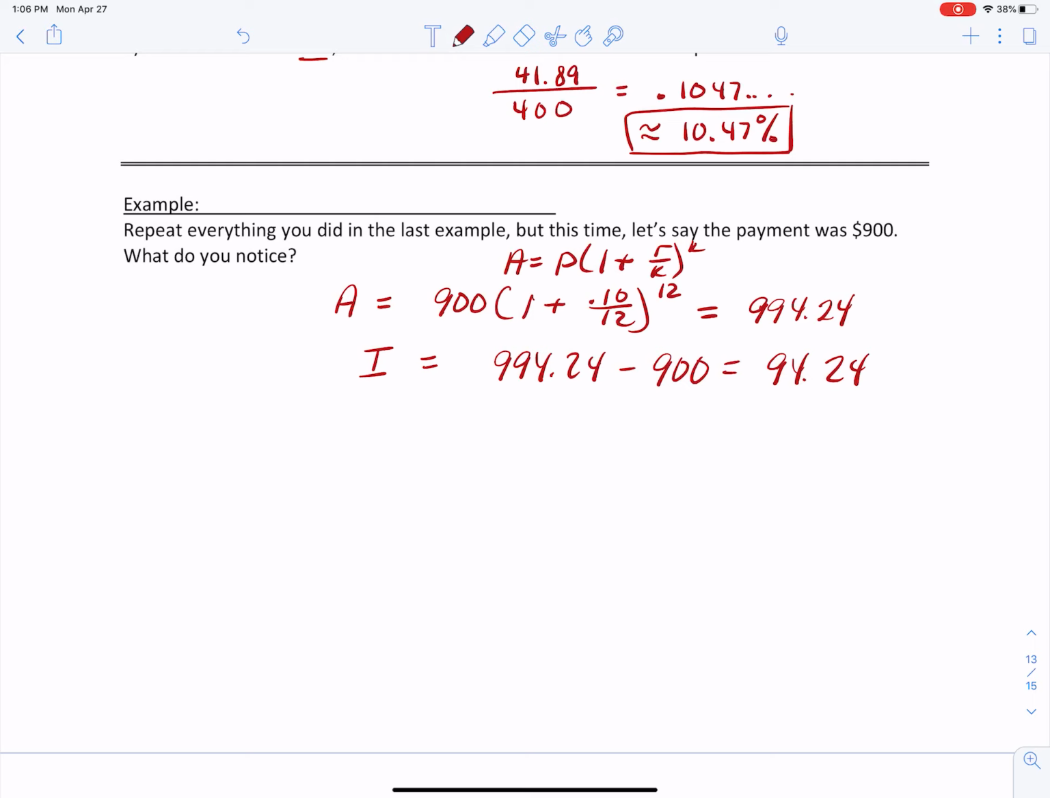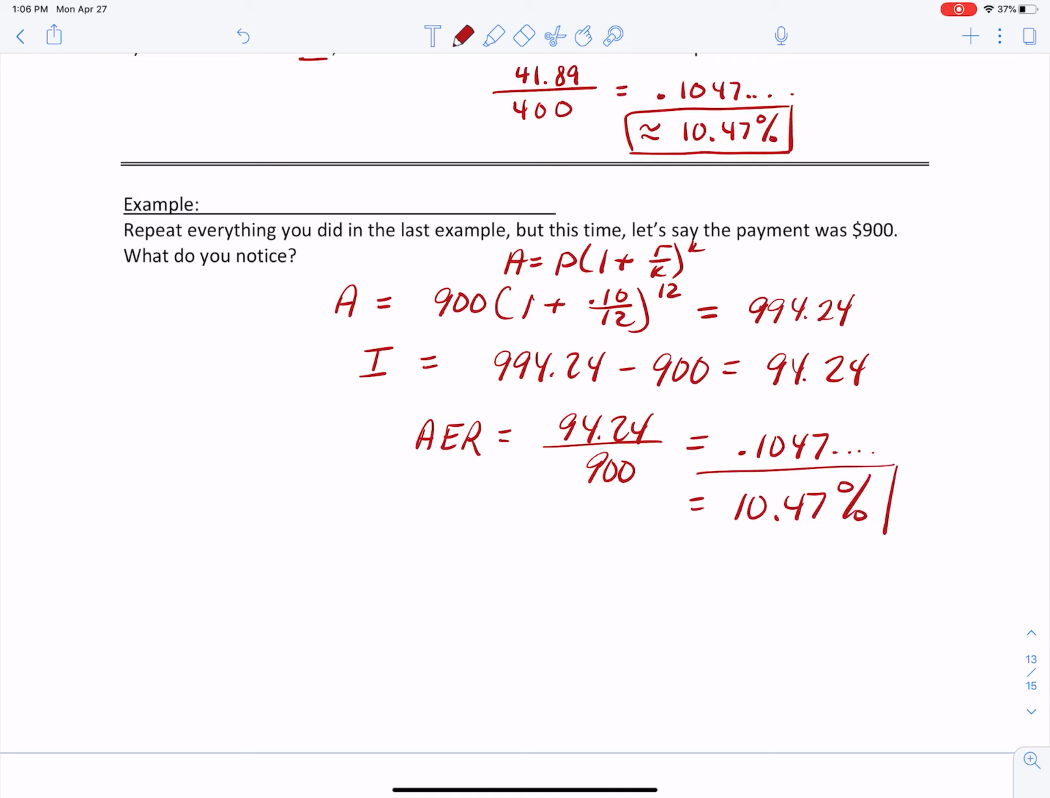Now, it makes sense that we pay more interest on a larger amount because the more that's overdue, the more interest that's going to accrue. So then our AER is going to be that $94.24 over the original 900, which lo and behold comes out to be that same 0.1047. So now we're a little suspicious. Turns out it could have been 2,000, it could have been a million, it could have been 5 cents. Regardless of the beginning amount, the AER is always going to be the same for a given APR.